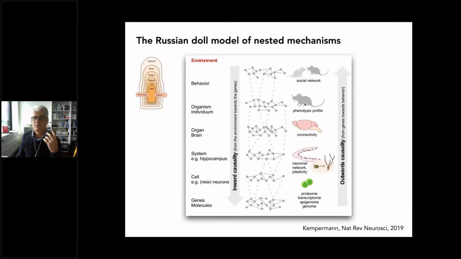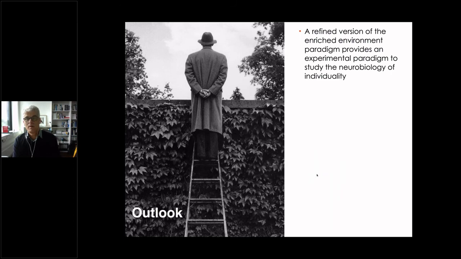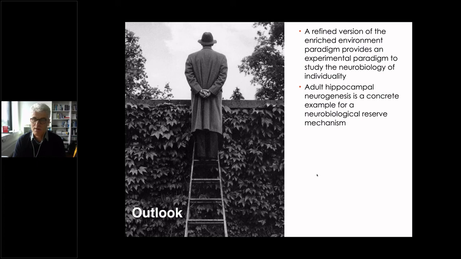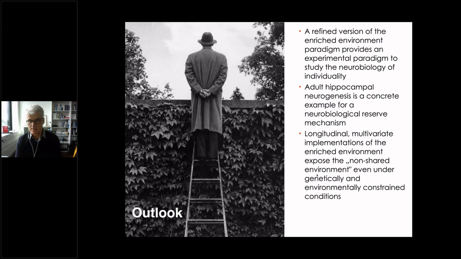And we try to relate it all the way from social interaction down to the genome and vice versa. So let me summarize for you that what I've showed you is that a new or refined version of the enriched environment paradigm gives us an experimental paradigm to study the neurobiology of individuality, and that adult neurogenesis is a concrete example of some neurobiological reserve mechanism where we can study some of the neurobiological mechanisms that might underlie reserve formation in the individual. And that these longitudinal multivariate implementations of the enriched environment expose this non-shared environment under the conditions that we keep genes and environment constrained. And adult neurogenesis, what I've shown you, is an individualizing trait, so it might help understand, in an exemplary way, but still, how we become different and how we become who we are.